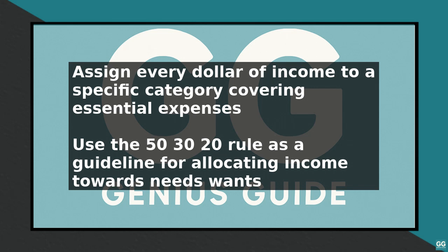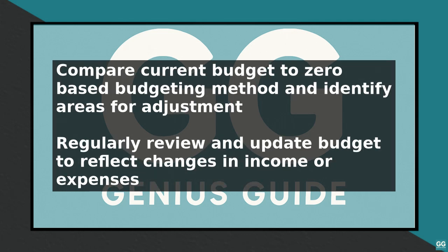Compare your current budget to the zero-based budgeting method by evaluating how much you are saving, how much debt you are paying off, and how much you are spending on discretionary items. Identify areas where you can make adjustments to optimize your budget and achieve your financial goals more efficiently.